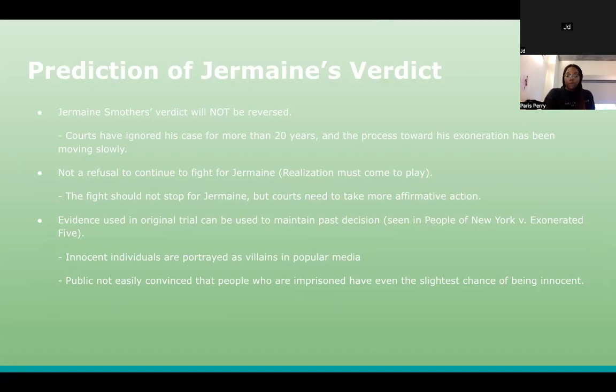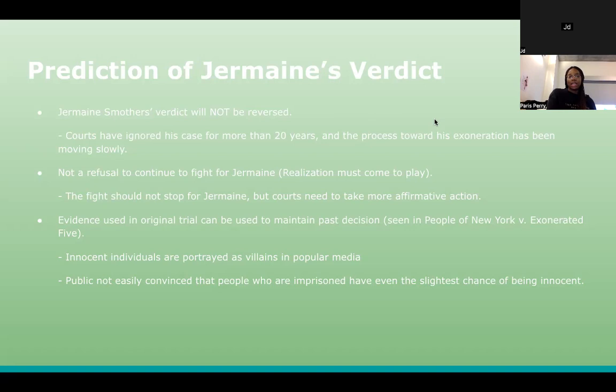So this is not going to be a refusal to continue to fight for Jermaine. I think we should continue to fight for him. We should continue to try to get him out as much as we can because that's the type of fight that he deserves. But this realization must come into play that there are so many people like him who are going through the exact same situation that courts might not pay attention to. They might not be able to take affirmative action, but that's what we need them to do.